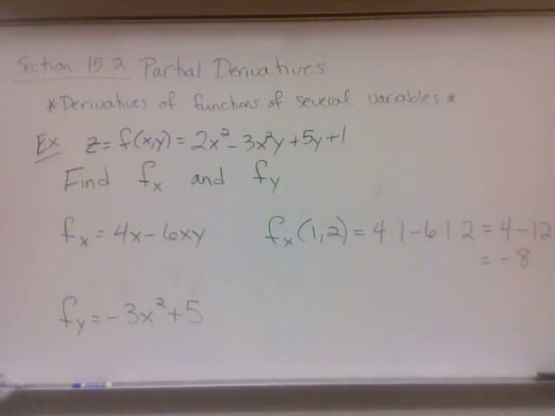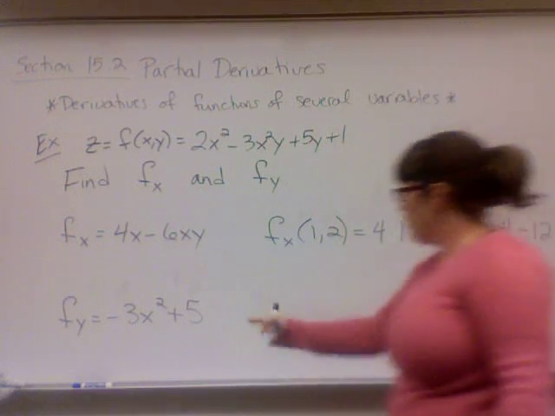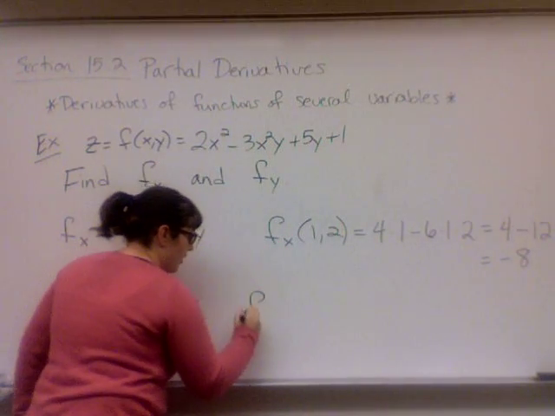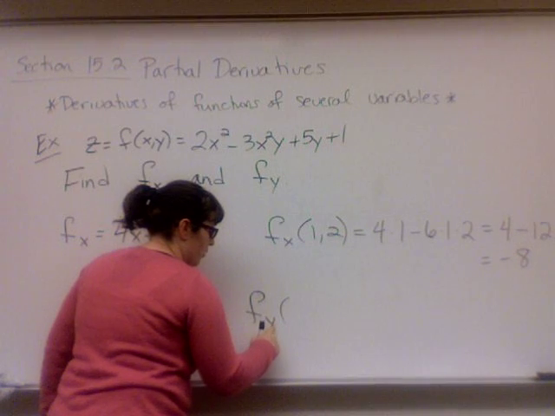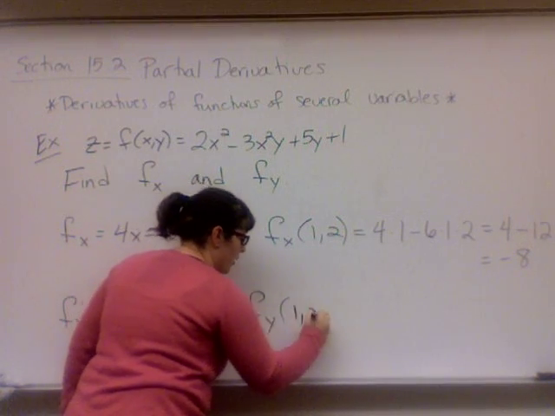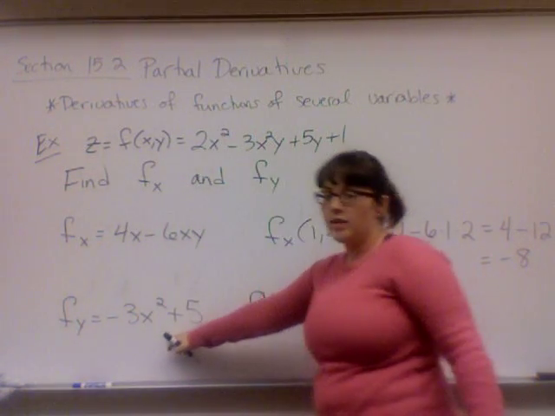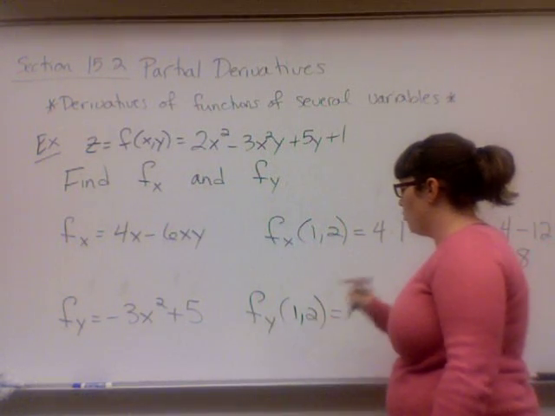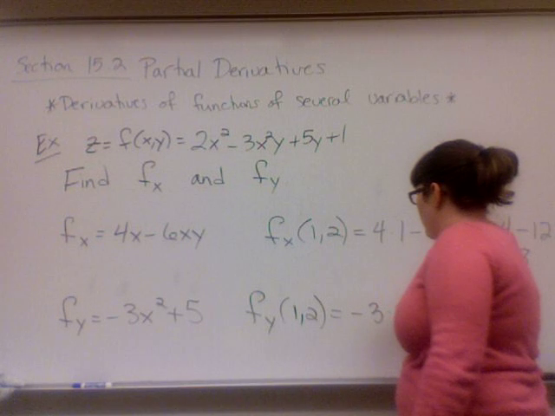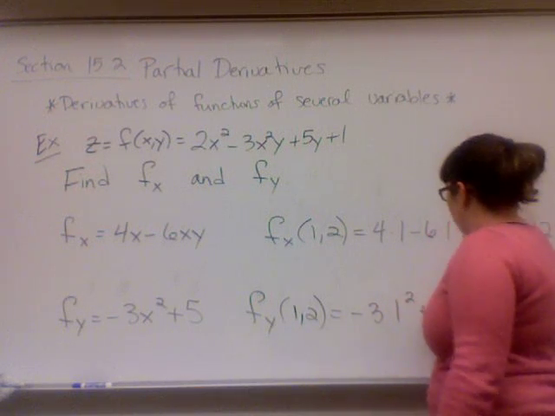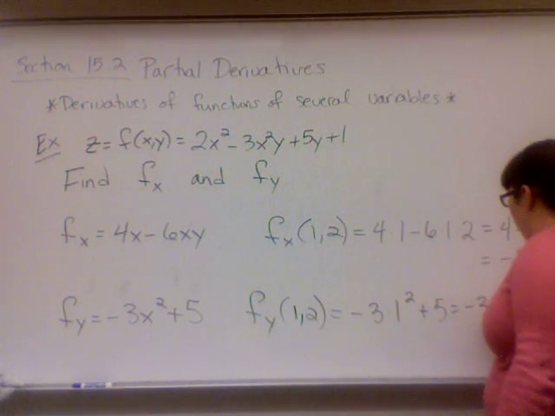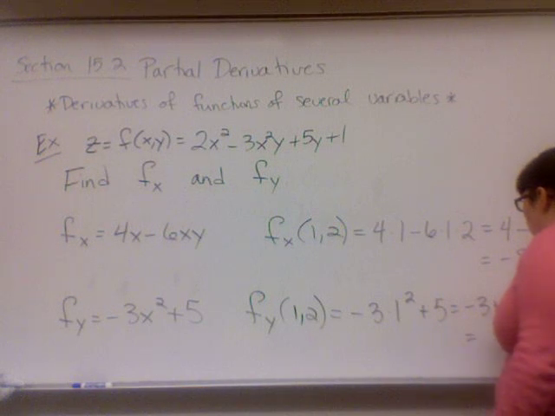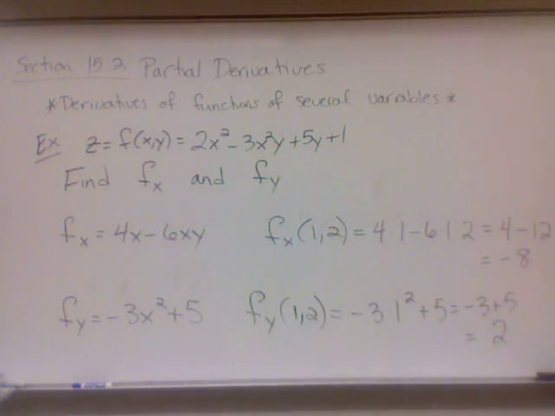There, great. So we could do the same thing with f sub y. We could find out what is the value of this function, f sub y, what's the value of the derivative at the point 1, 2. And I just have to take the name I have for the partial derivative with respect to y, plug in 1 for x, 2 for y, so I get negative 3 times 1 squared plus 5, which is negative 3 plus 5, which is 2.